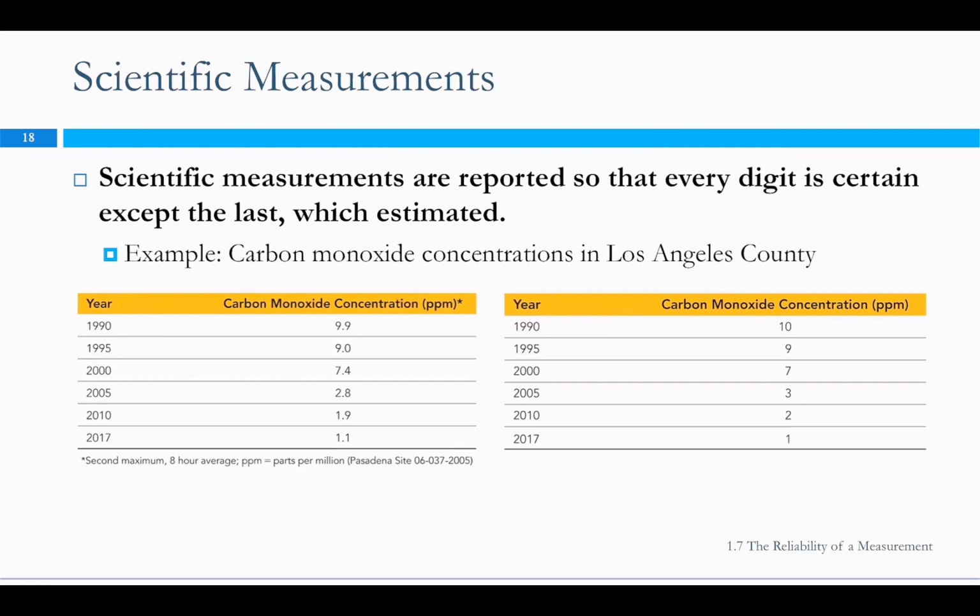So scientific measurements, the general rule here is that every digit is certain except the last, which is estimated. So in these carbon monoxide concentrations over the years in Los Angeles County, they are certain that it was 9 parts per million, certain that it's 9, certain that it's 7, certain that it's 2, certain that it's 1, certain that it's 1. This 9, this 8, 4, this 9, point, right? This 0.0 even, those have uncertainty in them. And in this case, it's probably not that somebody read the instrument and the instrument was uncertain, but that they used a lot of different instruments and there's variance in all of those. Or there's a few instruments in there that are worse.